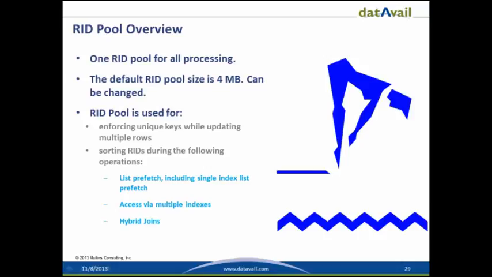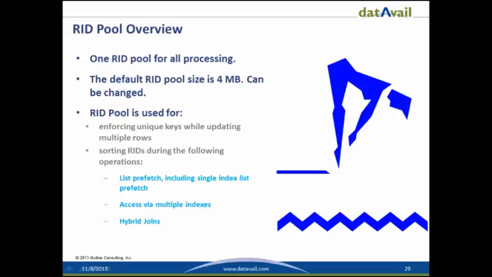You can change the size of the RID pool. The default's 4 meg, but it can be increased. You can disable access paths listed here by specifying a RID pool size of 0, but this can degrade the performance of any programs that were previously bound with a non-zero RID pool size. So if you do make this change back to 0, always rebind those programs.